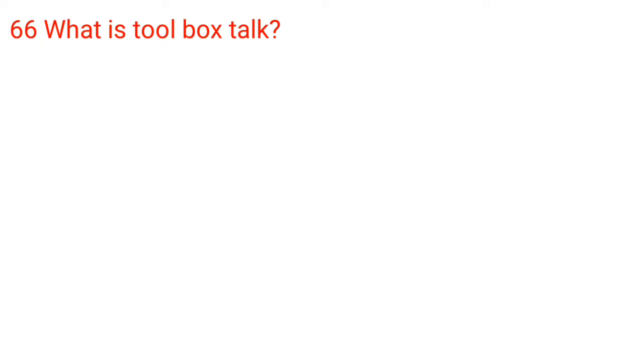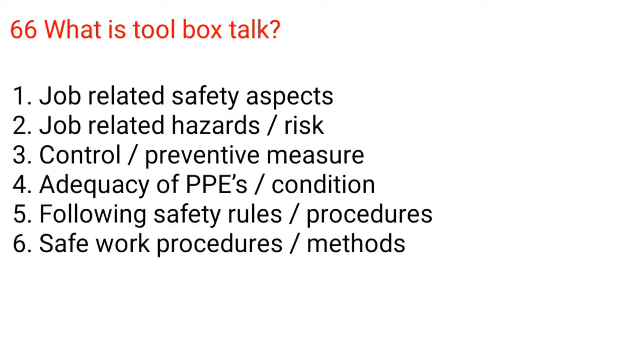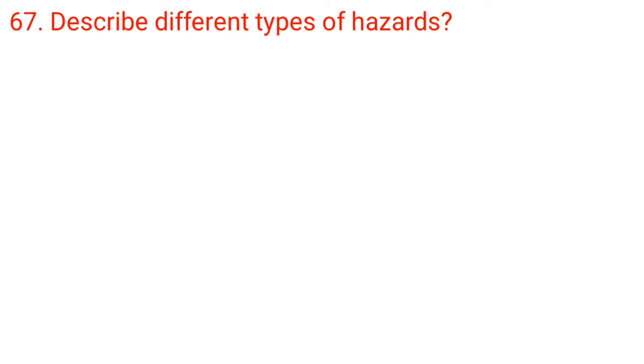66. What is toolbox talk? 1. Job-related safety aspects. 2. Job-related hazards, risk. 3. Control, preventive measure. 4. Adequacy of PPEs, condition. 5. Following safety rules, procedures. 6. Safe work procedures, methods.